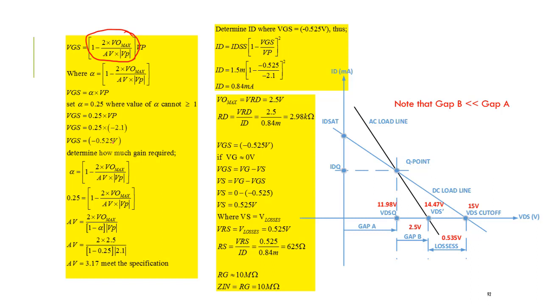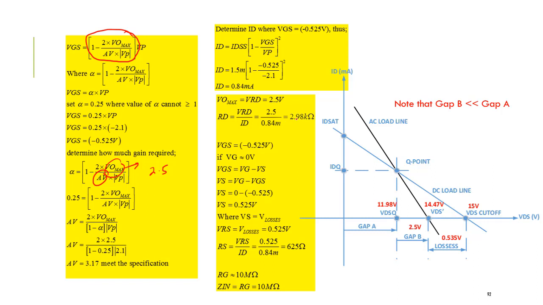From the VGS value, then we can check whether our AV meets the specification or not. So here when we set alpha equal to 0.25, we put all the values here. This one is the AV, and the VO max is around 2.5 volt from the given specification, and we get the final value of AV equal to 3.17. So here is the value of ID, and this is the value of the VO max.